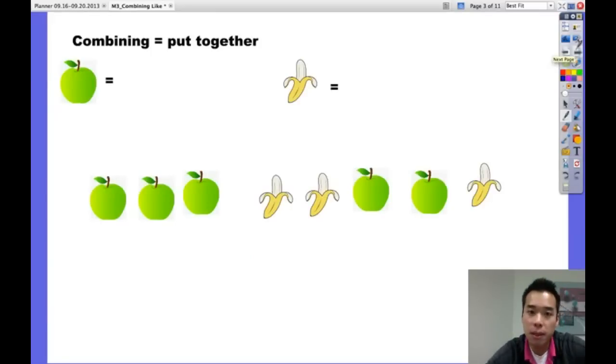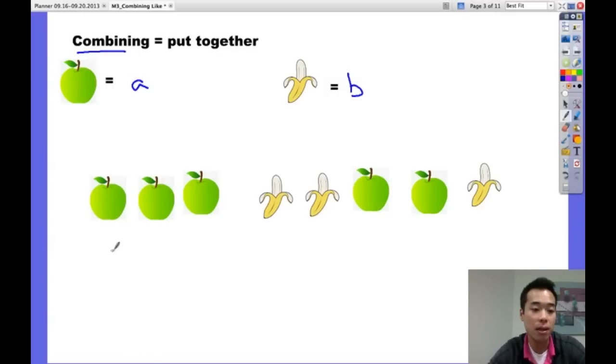So here's the first example. I'm going to go pretty basic. You have one green apple and one banana. Let's say an apple, I'm going to give it the variable a. Banana, the variable b. Keyword today: combining, or putting together.